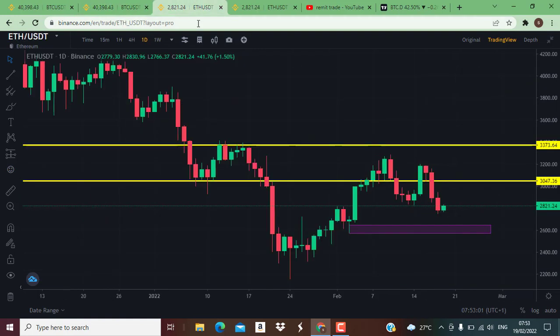If you come back to ETH, we are seeing a similar thing to what we see on the one-day chart. This is a lower high, this is a lower high, and we have a lower low here, a lower low, which means the market is coming back down.